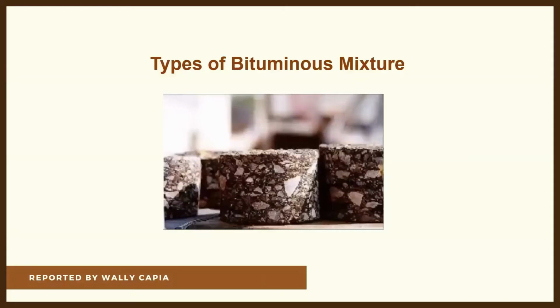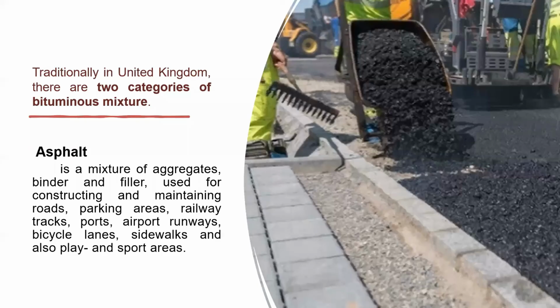So what are the types of bituminous materials? The first type is asphalt. But before that, traditionally in United Kingdom, there are two categories of bituminous materials. Yun nga yung sinabi ko kanina na asphalt, and the second one is the macadam. Okay, first, what is asphalt? When we say asphalt, it is a mixture of aggregates, binder, and filler used for constructing and maintaining roads, parking areas, railway tracks, and etc.